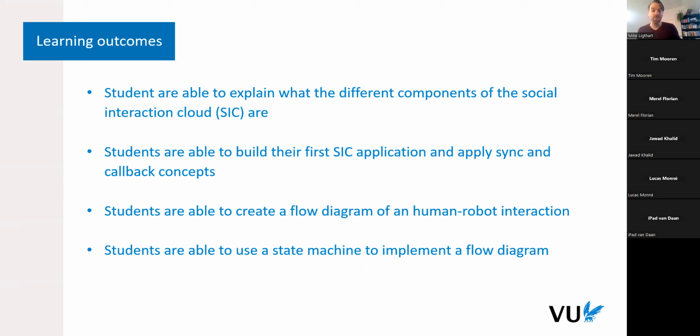So one way to structure your interaction design is to first create a flow diagram and then create an implementation. And using a state machine or a finite state machine is a useful way to implement your flow diagram. So we'll cover that as well during this tutorial.